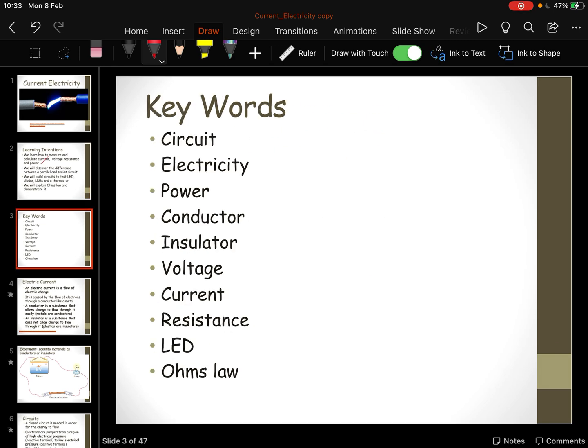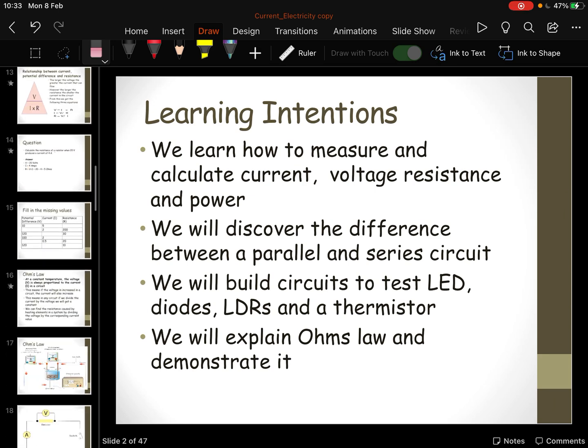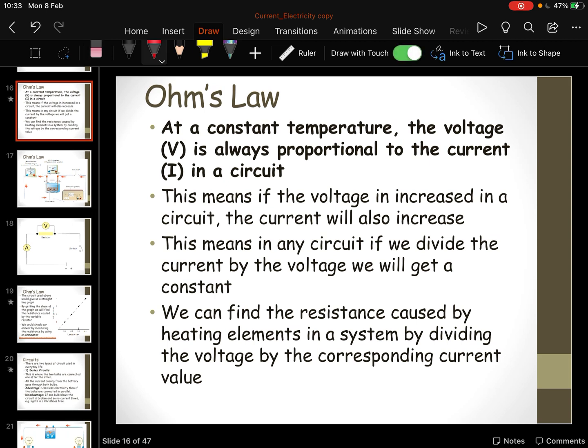In the keywords, we got electricity, conductor, insulator, voltage, current and resistance done. So we're kind of left with really circuit power, LED and Ohm's law. Okay, so let's see how far we get in this video. So we're going to start today at Ohm's law. Okay, so your heading there, guys, is Ohm's law.